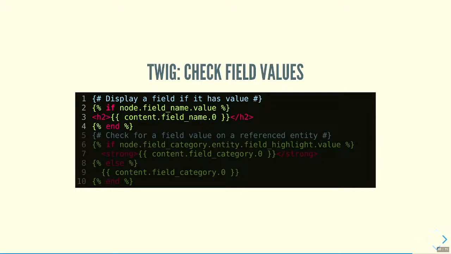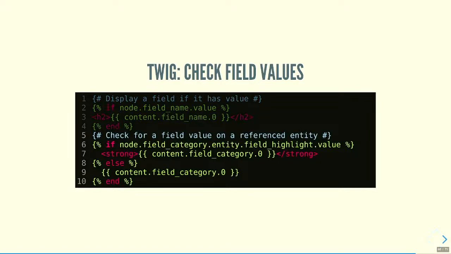To check field values, so for example, if you want to check if a certain field has a value and then wrap it in an H2, it's easier to use the node object. So you do node.field.value, which is mapping quite nicely to the PHP code as well that you've seen before. And then you can render it out inside an H2 tag.